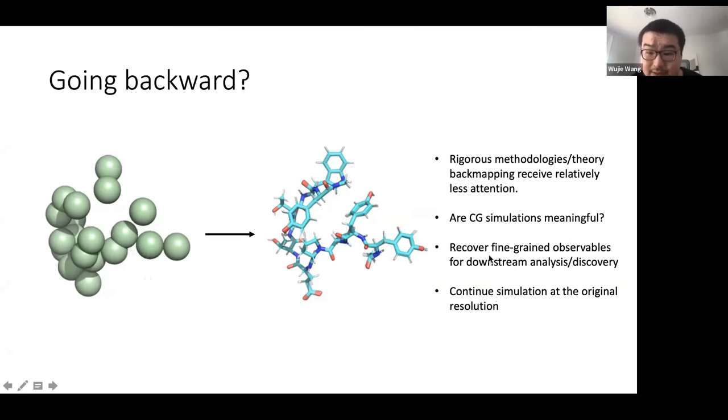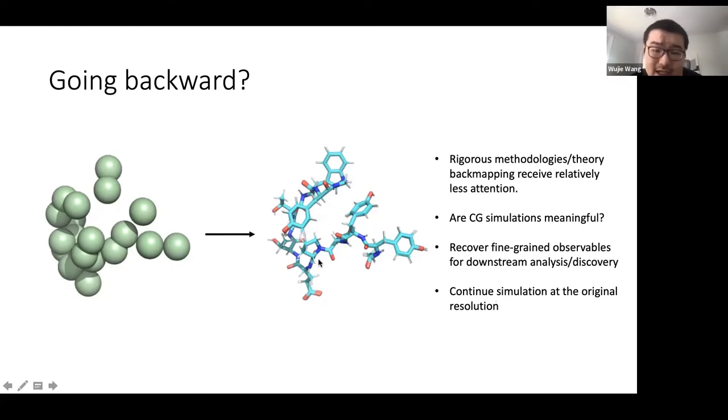The simple answer would be that a lot of times when you simulate everything in coarse-grained, you lose the atomistic identity of your model. If you simulate everything in the coarse-grained coordinate, you are just simulating some pseudo beads or blobs of atoms in time, and they don't actually carry any physical meaning in some sense, because you lose all the atomistic identity after coarse-graining. So it's natural that you want to recover the fine-grained description of the data from a coarse-grained simulation, so that you can use it for downstream analysis and discovery. For example, after coarse-graining, you lose the idea of hydrogen bond interactions.